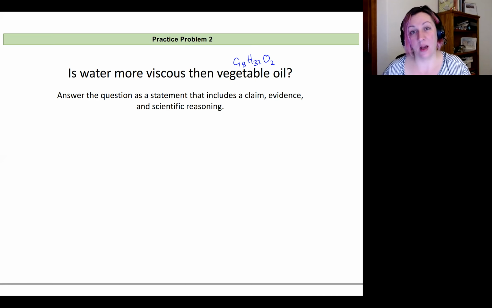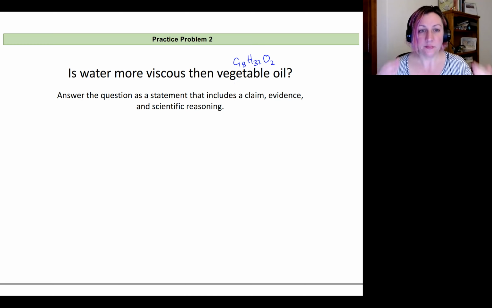Vegetable oil is actually a combination of a lot of different molecules. About 50% of it is C18H32O2, or many oils. Overall, what we can say about vegetable oil is that it will be nonpolar. It's a very large molecule with very few polar bonds in it, especially compared to water.